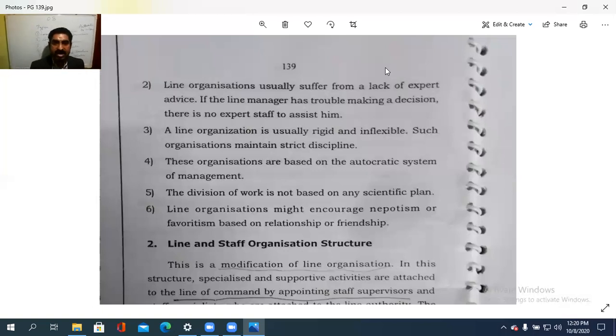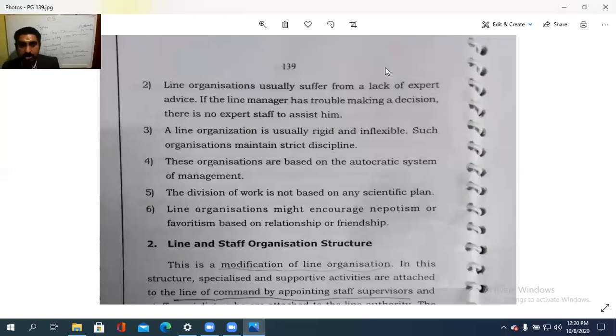Such organization maintains strict discipline also. So it is usually rigid, tough, and inflexible, not a relaxed attitude. In such a case the organization maintains strict discipline. Then these organizations are based on the autocratic system of management. I think you studied autocratic leadership, where authority is passed down, directing, commanding, ordering, that all is there, isn't it? So organizations are based on the autocratic system of management.